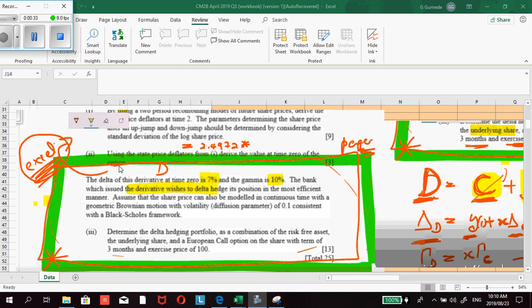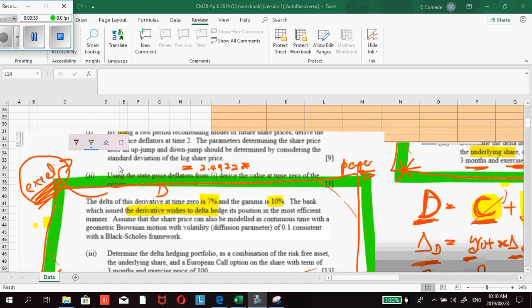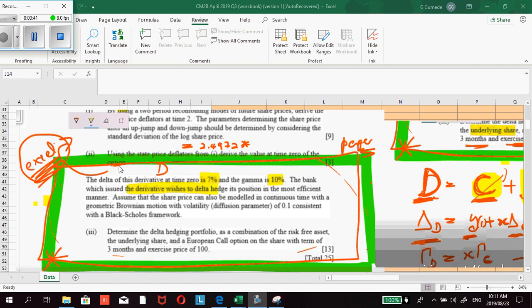Okay, so we're going to do this question here in Excel. So let's read the question. Now, the question says the delta of this derivative at time 0 is 7%, and the gamma is 10%. The bank which issued the derivative wishes to delta hedge its position in the most efficient manner. Assume that the share price can also be modeled in continuous time with a geometric Brownian motion.